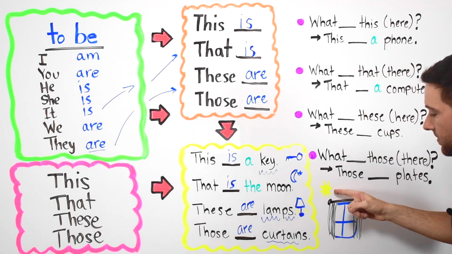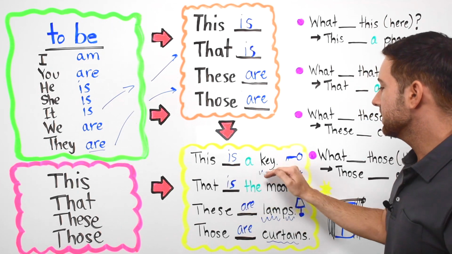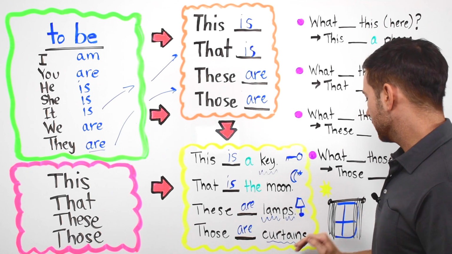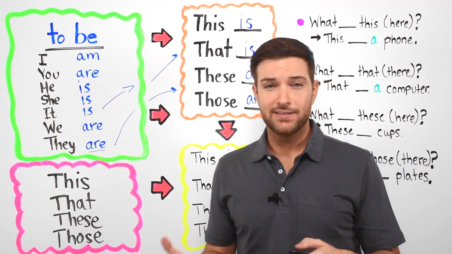So curtains block the sun. Curtains block the sunlight. Those are called curtains. So this is a key. That is the moon. These are lamps and those are curtains. Okay? Now, we're also going to be looking at different expressions.